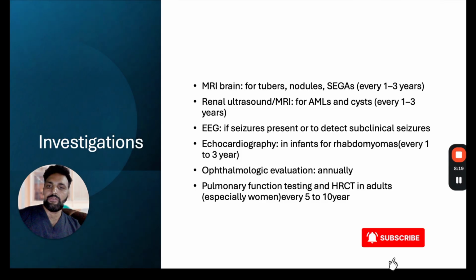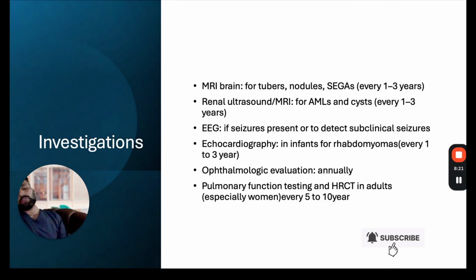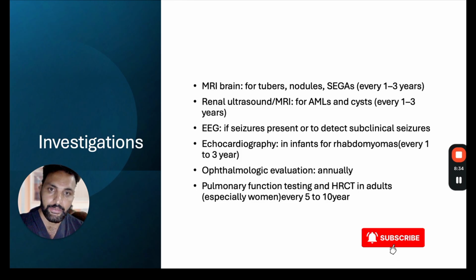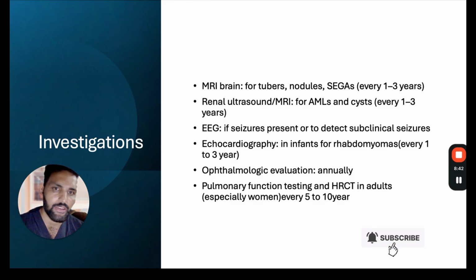What investigations will we do if we suspect tuberous sclerosis? MRI brain for tubers, nodules, and SEGA. Every 1 to 3 years, we can do MRI brain in these patients. Renal ultrasound or MRI for angiomyolipoma and cysts every 1 to 3 years. This also can be done every 1 to 3 years.